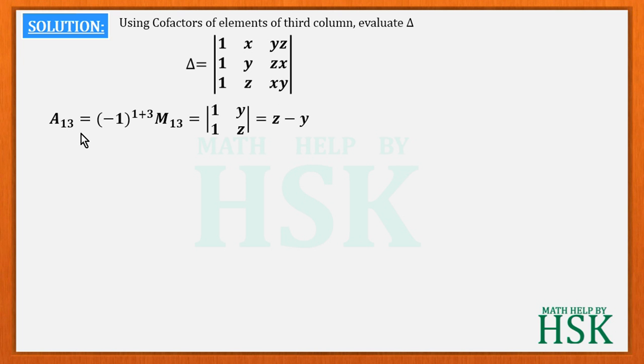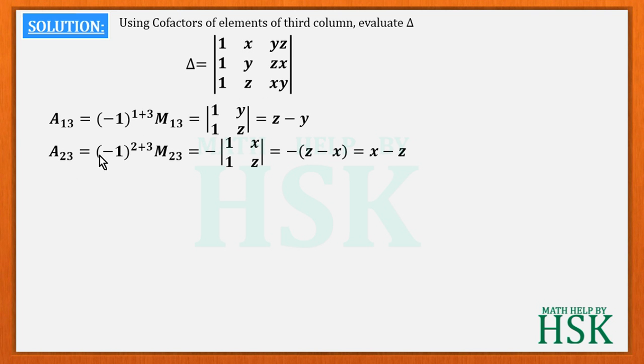This will be equal to a13. Its value will be given by minus 1 to the power of 1 plus 3 times m13, that is the minor, and the minor would be the determinant 1 y, 1 z. Minus 1 to the power of 1 plus 3, an even number, would be 1, so this will be equal to the determinant 1 y, 1 z, and on simplifying this will be equal to z minus y.